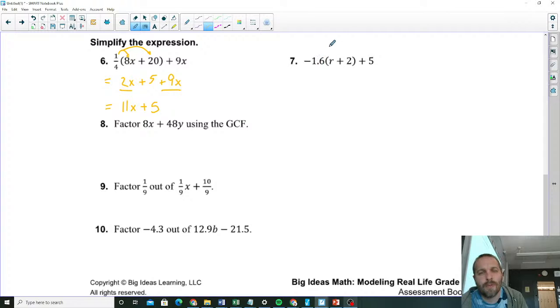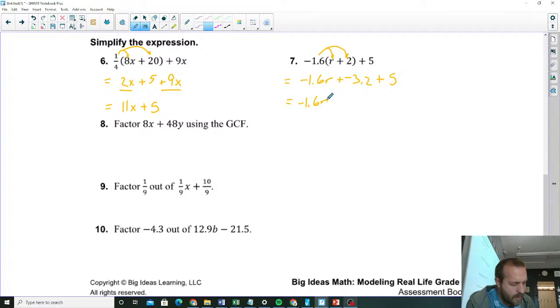Over here, we're going to distribute the negative 1.6. So it's negative 1.6r plus negative 3.2, because that's the product of 1.6 and 2, plus 5. Adding our like terms together, negative 1.6r has no like term. Negative 3.2 plus 5 is 1.8.